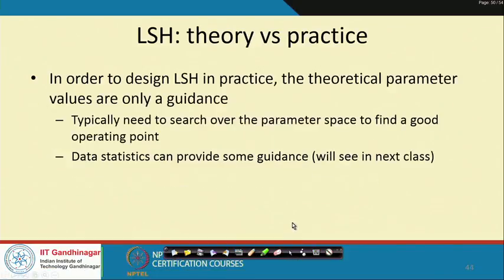Okay. So, just to summarize, this is all nice in theory, but in practice the theoretical parameter guarantees are only a guidance. What you really need to do in practice is search over the parameter space to find a good operating point, the values of k and L. There are some ways of guiding this search by looking at some data statistics, and we will see that in the next class.